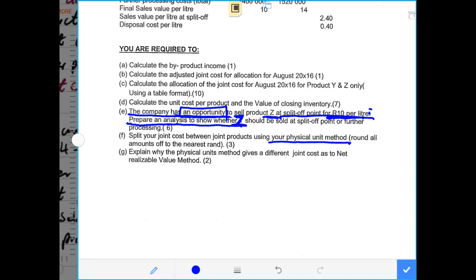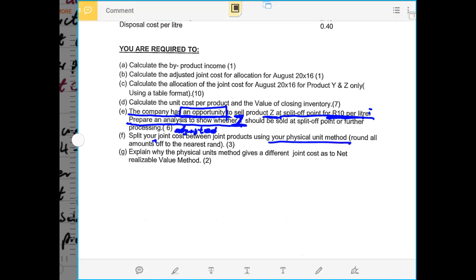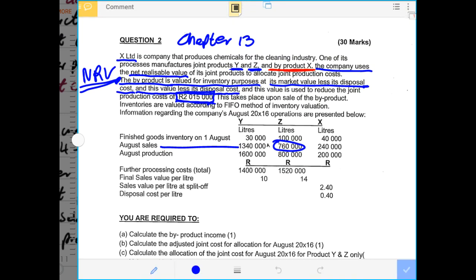So in this case we are allocating our adjusted split-off joint cost, don't forget. I think they were supposed to say split-off adjusted joint cost between joint products using your physical units. Otherwise, if they say split joint cost, maybe they might mean splitting the ones before the adjustment.